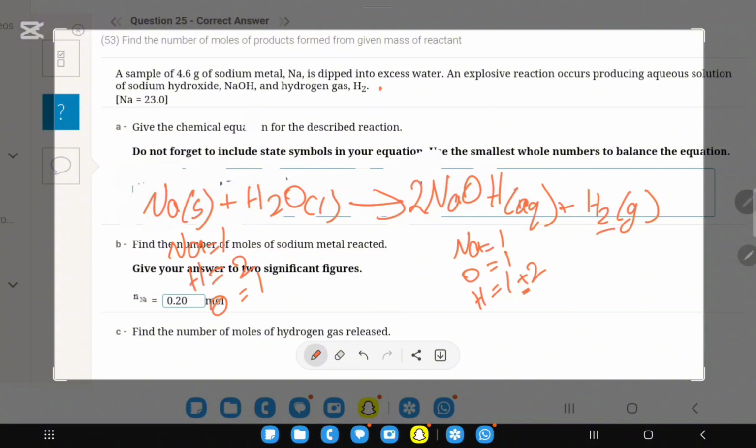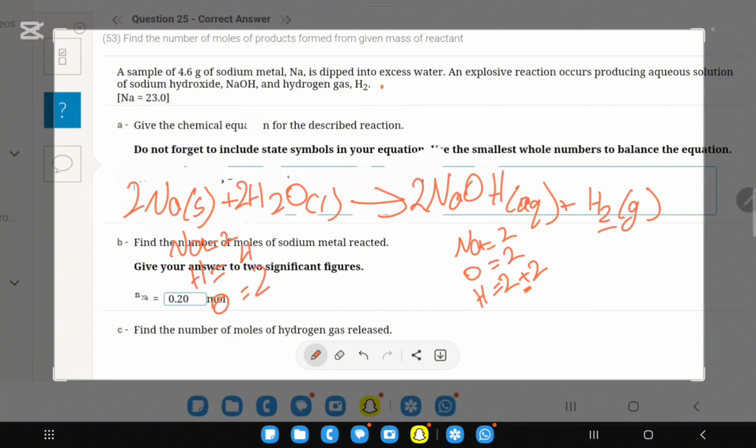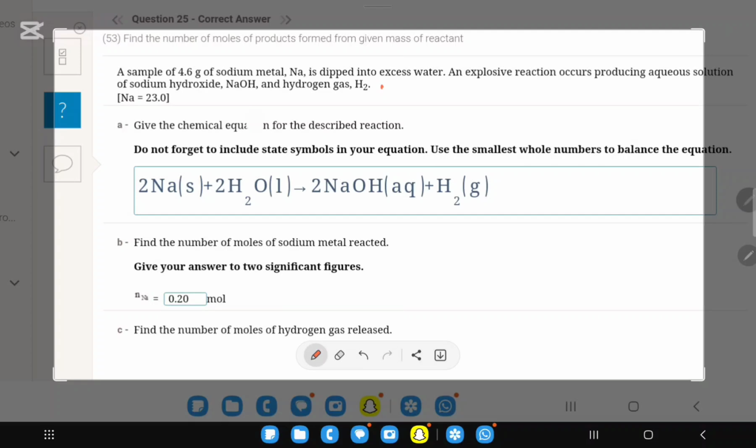We put 2 here, for now we have 2 here and a 2 here. Now we have 2 H2O, so 2 O, 2H plus 2H. Here we have 1 Na, 4H and 2O. Now we go back. Now hydrogen is balanced. We go back to check if Na is balanced. Na here is not balanced. Na 2 and Na 1. We put another 2 here. Now Na is balanced. We have 2 on both sides, and O is also 2 on both sides. For now, we have our balanced equation. Also, don't forget state symbols: solid, liquid, aqueous, and gas.